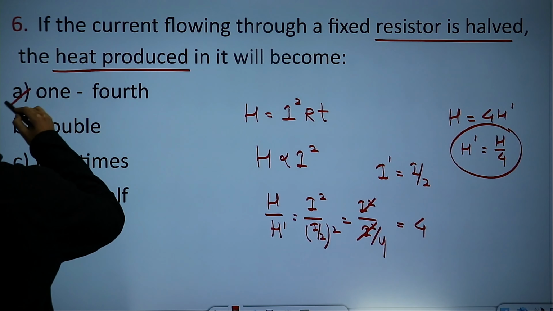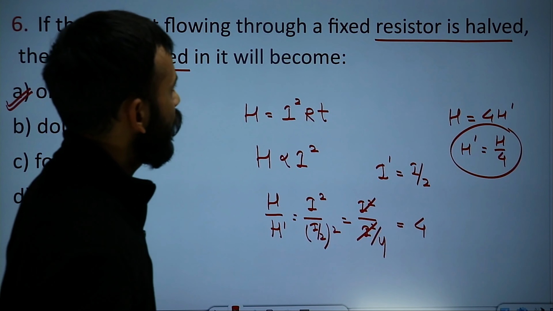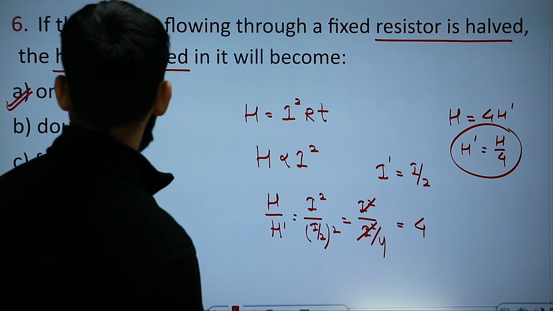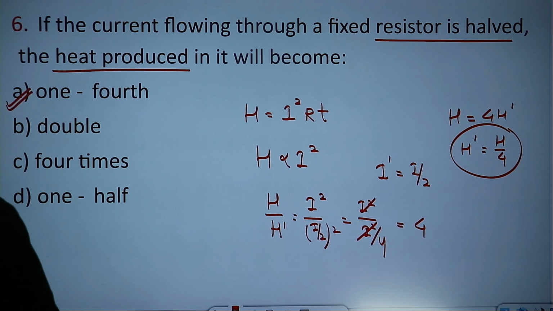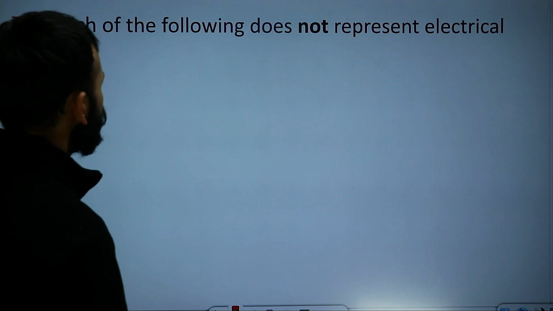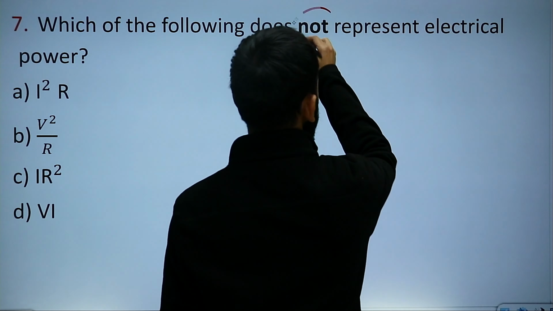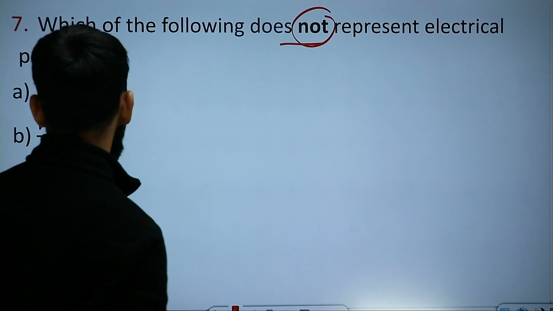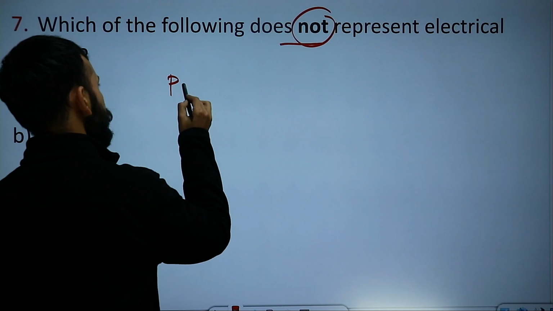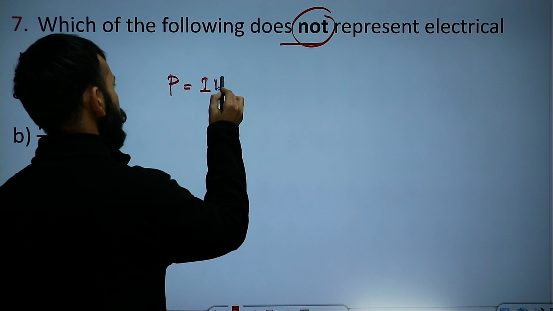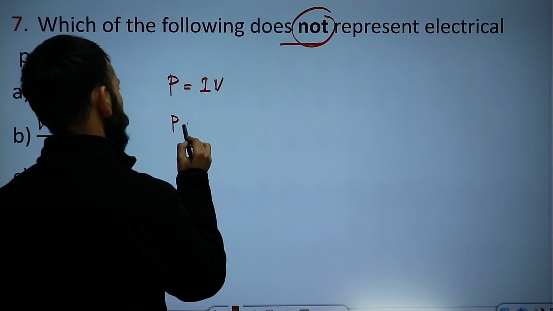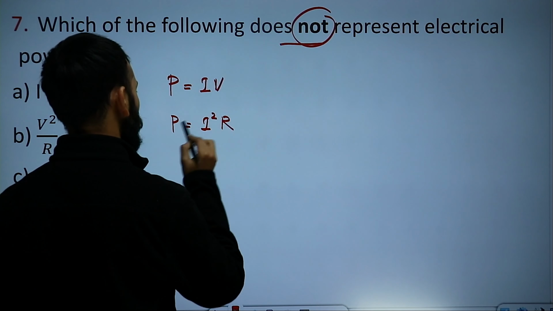So our heat will be 1/4 if we halved our current flowing through the circuit. Next, which of the following does not represent electrical power? So we already discussed the various formulas. First formula is I into V. We already wrote it. I square R.